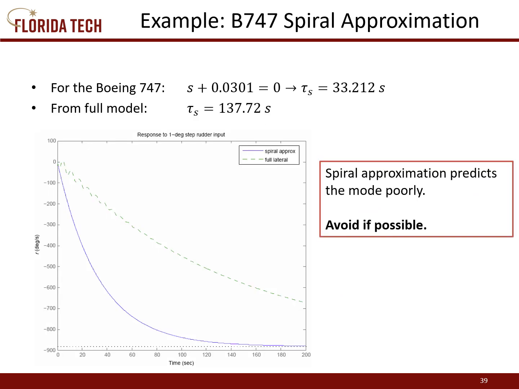So we'll look at another example using the Boeing 747. From our simplified analysis, we got our spiral time constant to be 33 seconds, which is really way off from the actual full model. And so in this case, our approximation for the spiral mode is pretty bad and probably needs to be avoided.